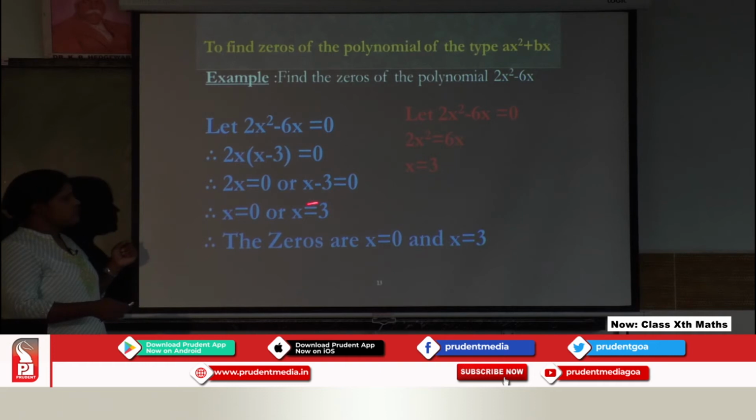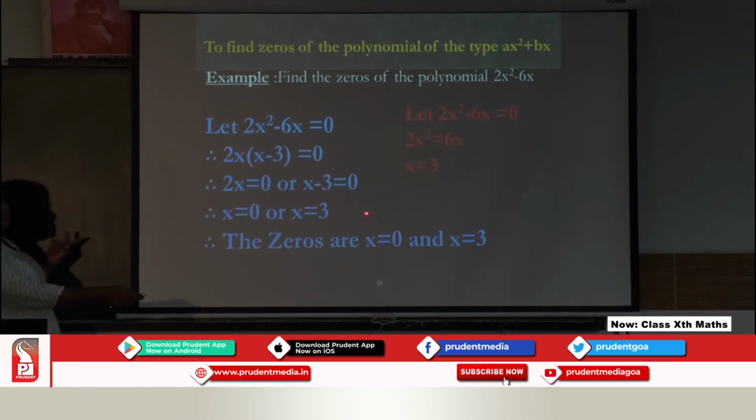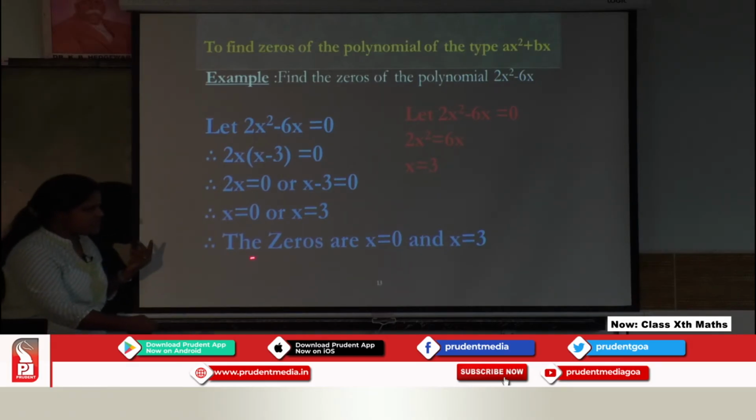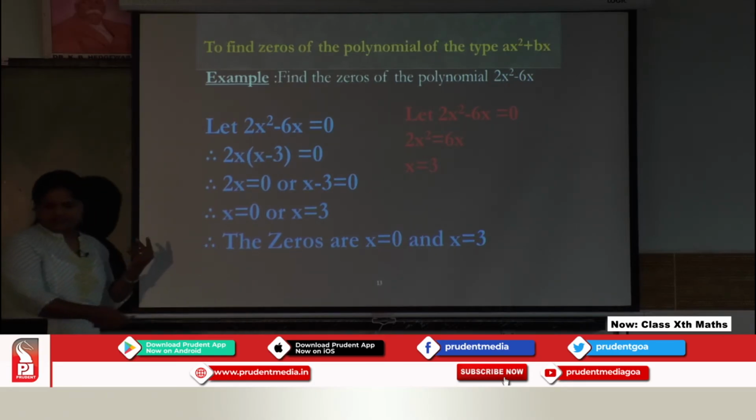So I have x equal to 0, because x is equal to 0 upon 2, and 0 upon 2 is 0. So x is equal to 0, or here x is equal to 3, since negative 3 will become positive 3. So I have two zeros here, x is equal to 0 and x is equal to 3.